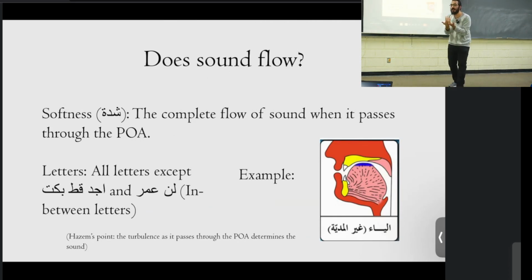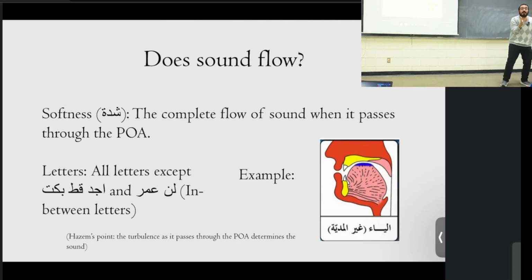Another example is ha. Try ha. What do you feel? As the sound goes up, there's turbulence at that area that changes the sound. Do you see what I'm saying? Does that make sense? So how are sounds created? They're created by the pressure of the makhraj coming close together.